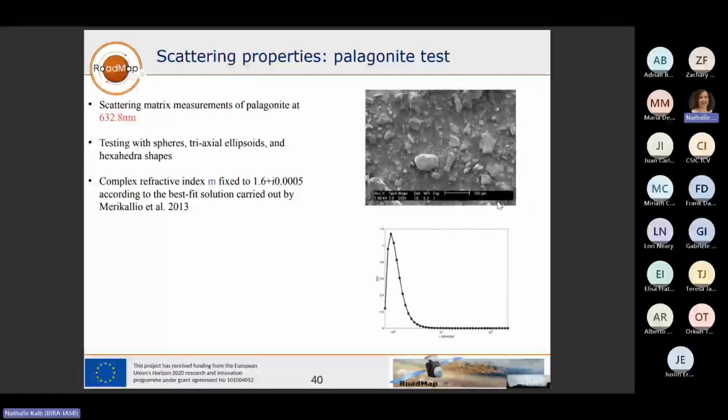Okay, so the first test that we did was with palagonite, because at this point we didn't yet have measurements of the actual samples that are used within the ROADMAP project. So these were already done before. We had the measurements at the red wavelength, and we wanted to test with spheres, triaxial ellipsoids, and hexahedra shapes. The refractive index we fixed to 1.6 plus 0.005i, according to the best fit solution carried out by Martikainen et al. in their study. And here is the microscope image of the sample and also the number density, so the size distribution.